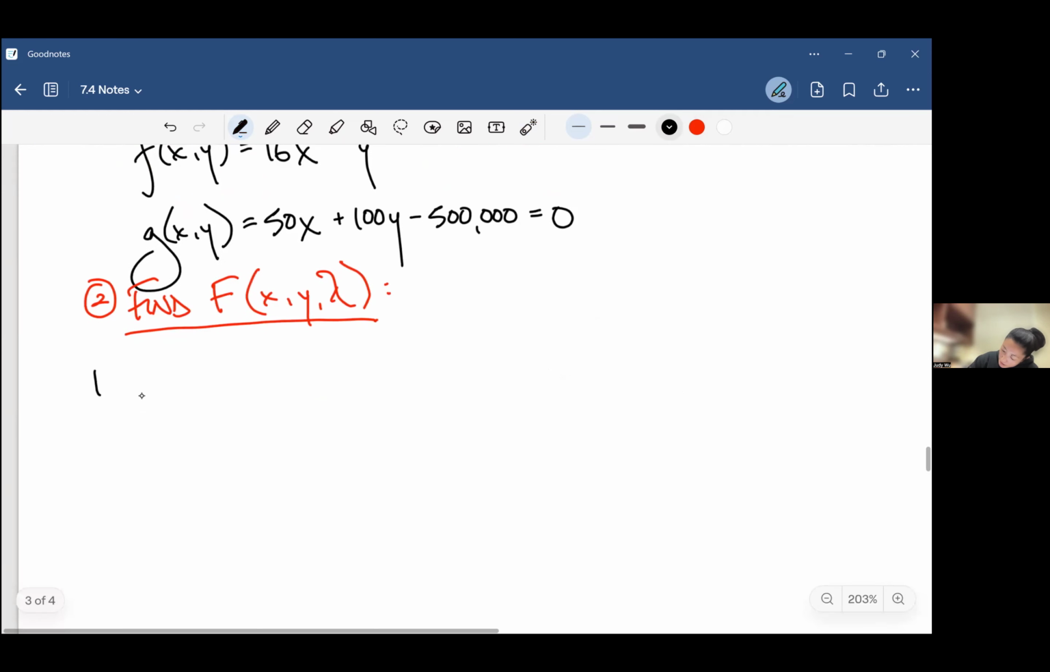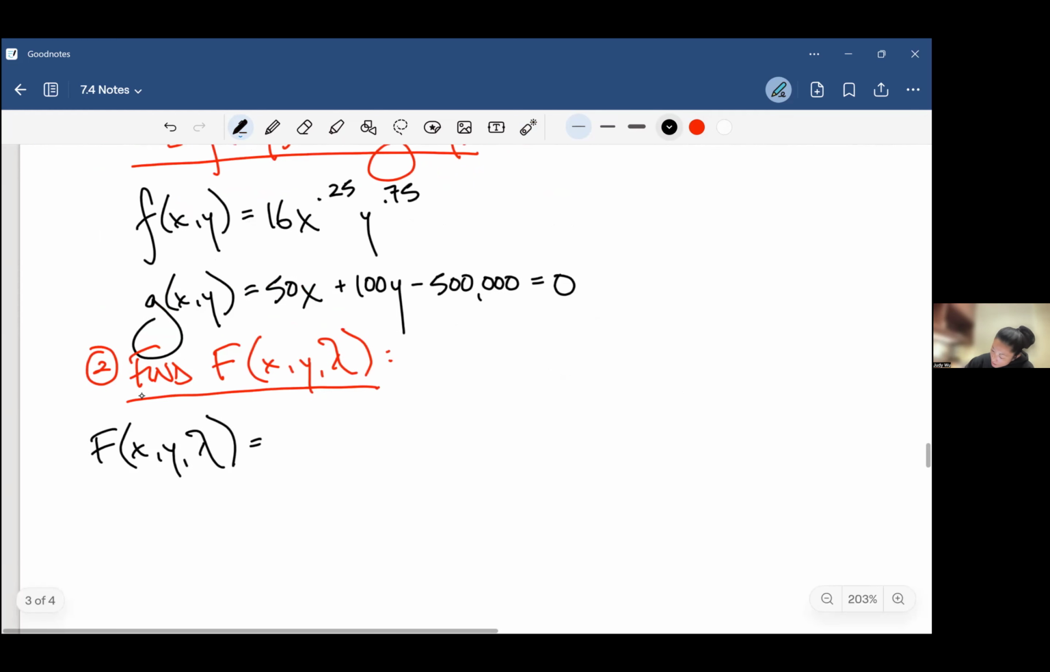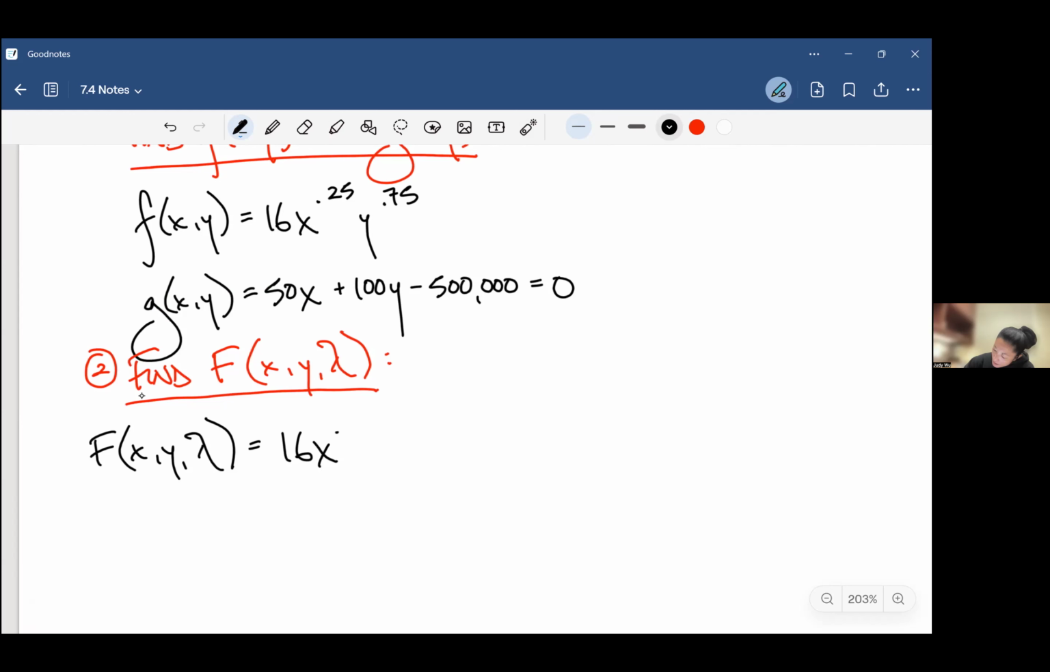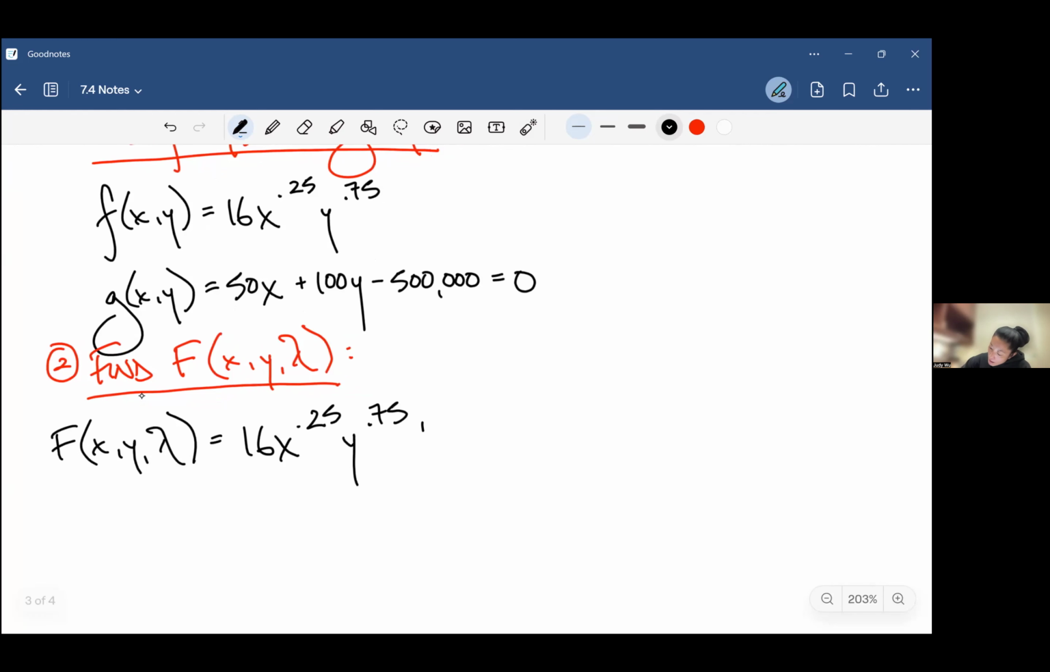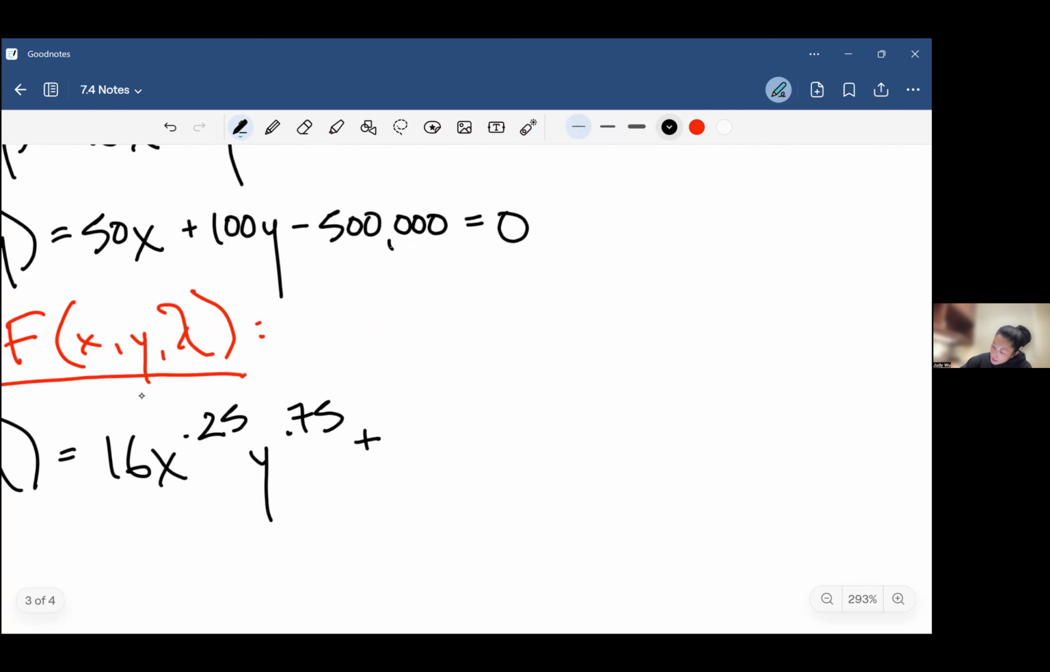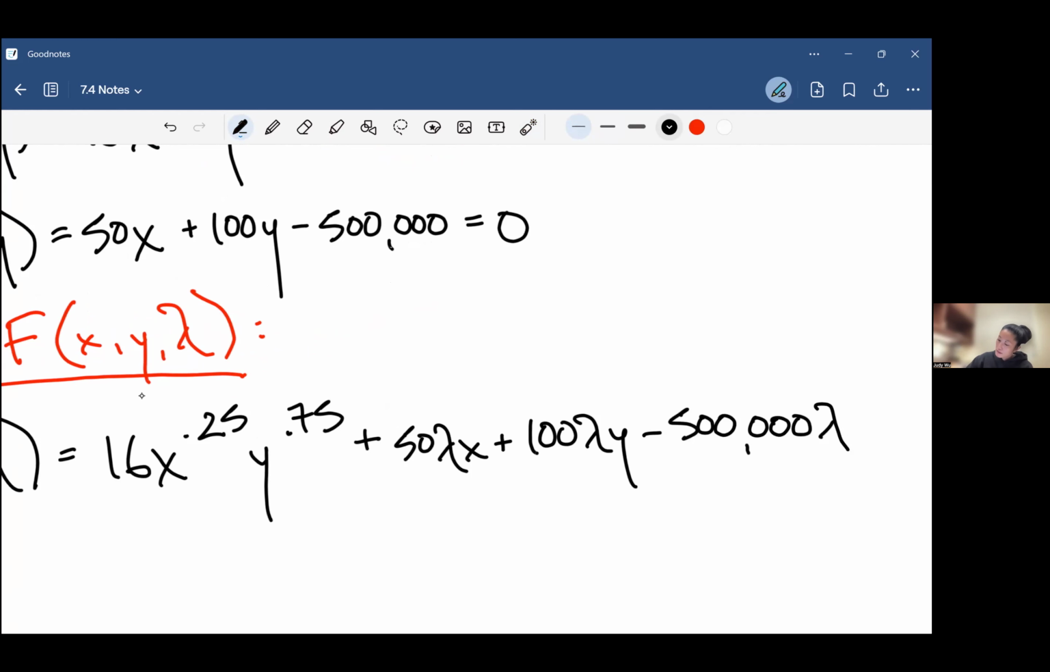All right, here we go. F of x, y, lambda equals my f of x, so 16x to the 0.25, y to the 0.75, plus, I'm going to go ahead and just take lambda and multiply it by everything in my g of x. So plus 50 lambda x plus 100 lambda y minus 500,000 lambda.